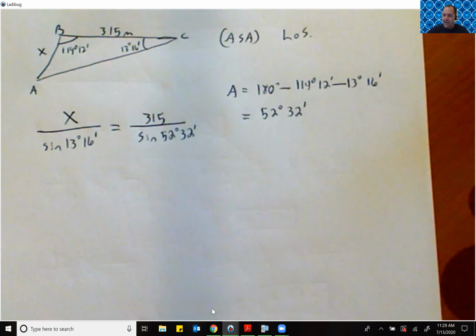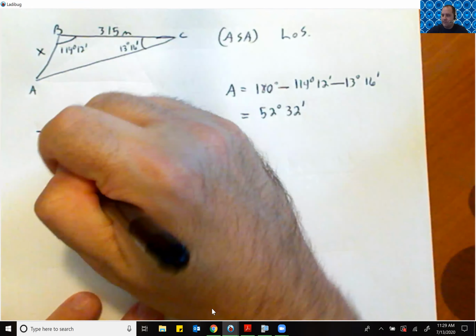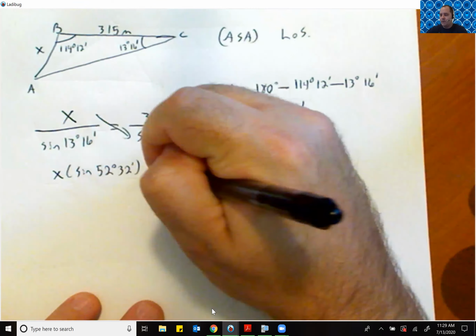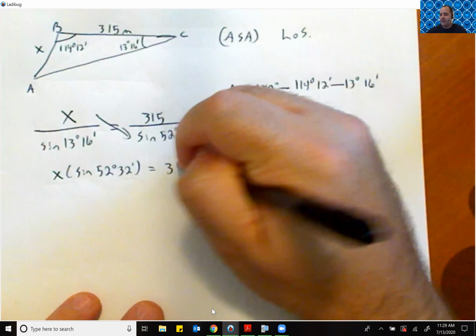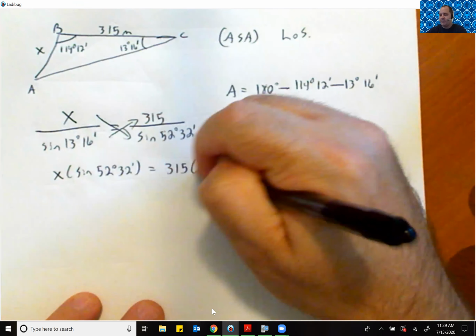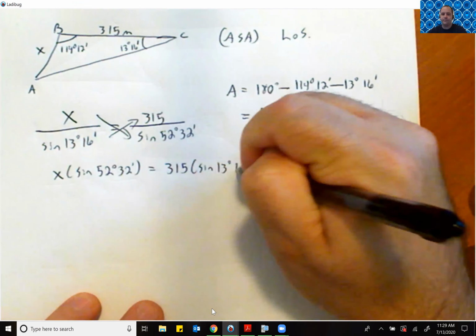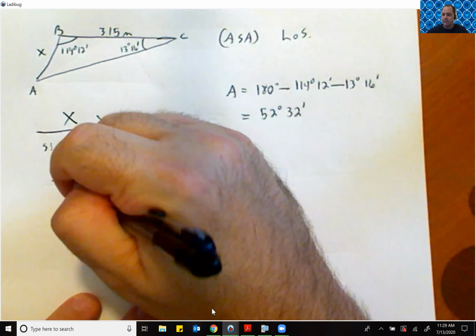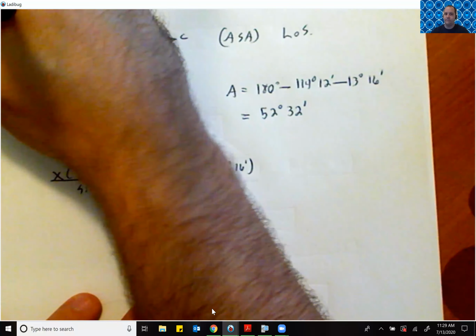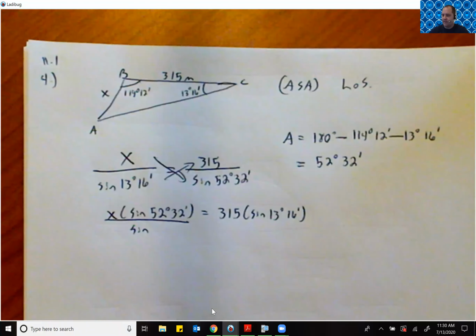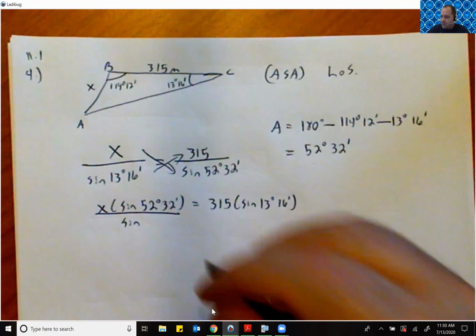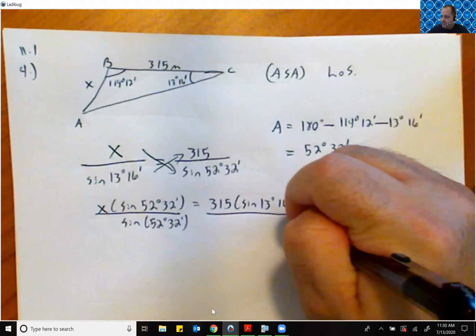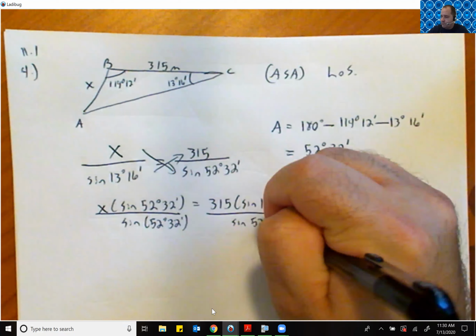So we're going to have x times sine 52 degrees, 32 minutes equal to 315 times sine 13 degrees, 16 minutes. To get x by itself, divide by sine, and this was number 4, 11.1 still. Sorry about that, didn't say that. So sine 52 degrees, 32 minutes.